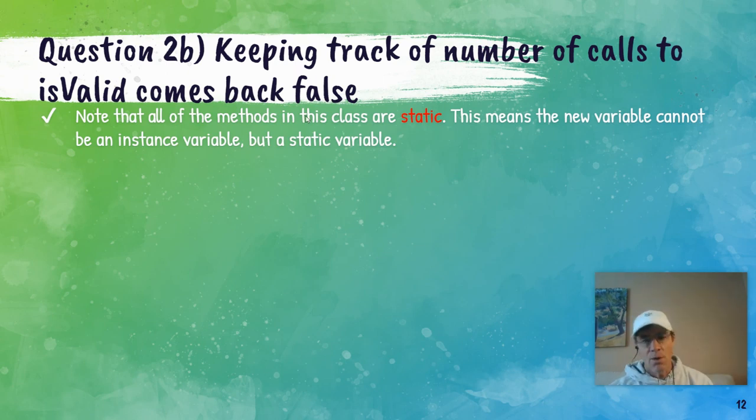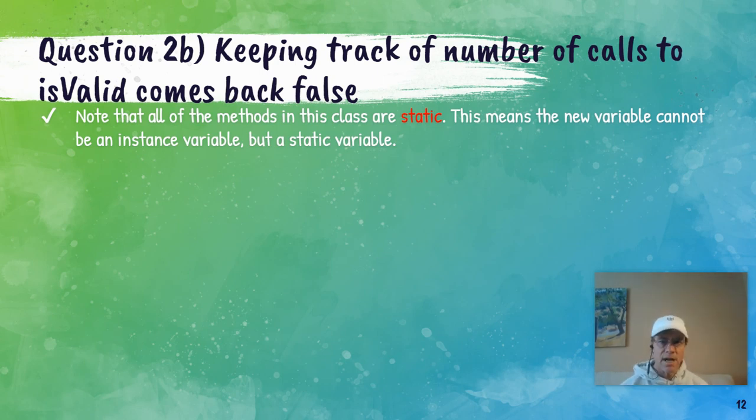So this new variable that I make has to be static, and the new method has to be static too. So I'm going to create a new variable. That new variable is going to be a static variable. I described in the video last week, population is a very common variable to be static.